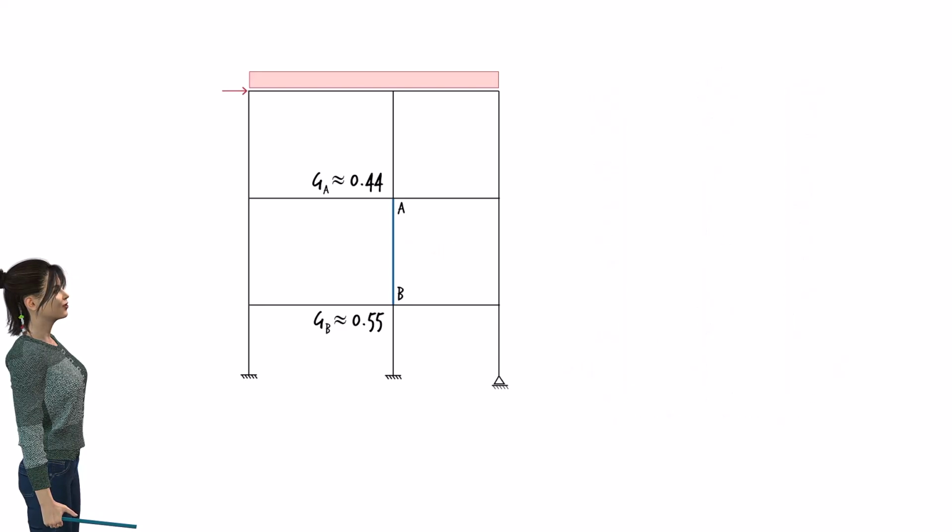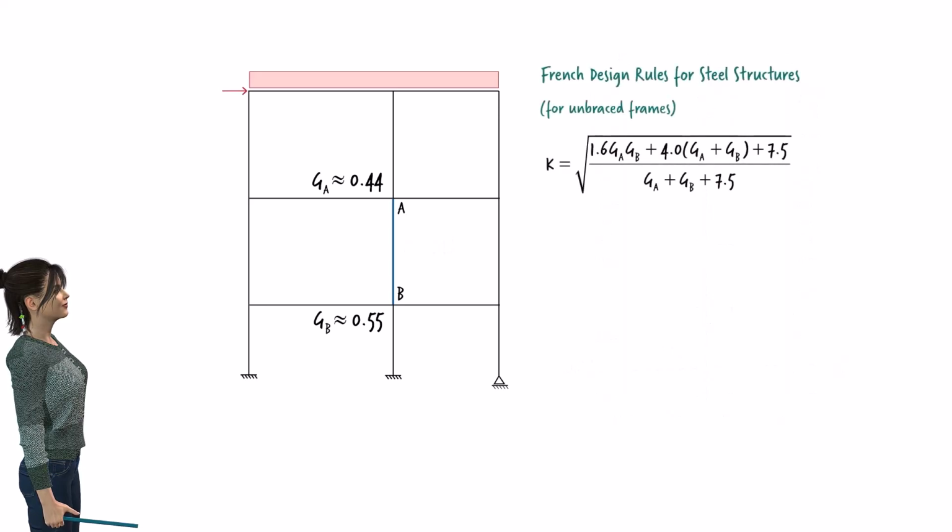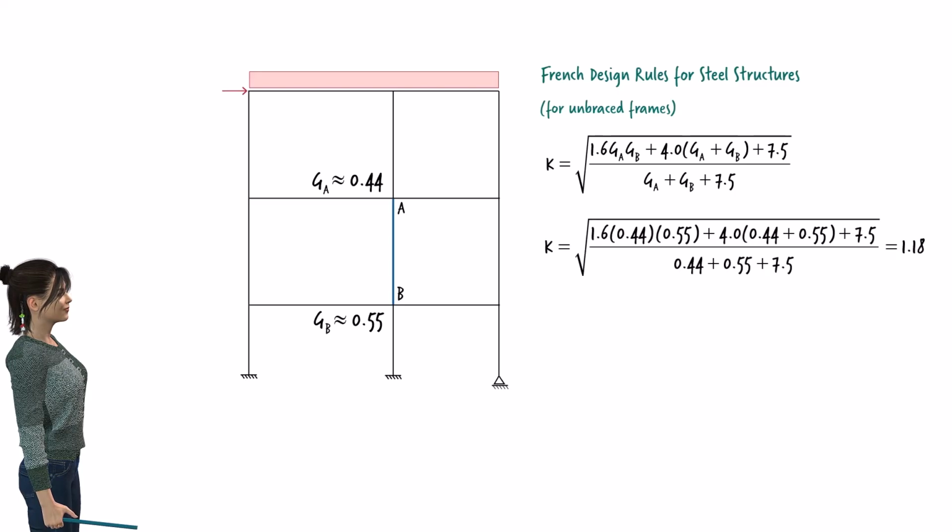For comparison purposes, let's determine K using the French design rules for steel structures equations. The equation for unbraced frames is, substituting 0.44 for GA and 0.55 for GB, we get. So, the equation yields an effective length factor of 1.18 for the column. Note that this value is very close to the value we obtained using the alignment chart.